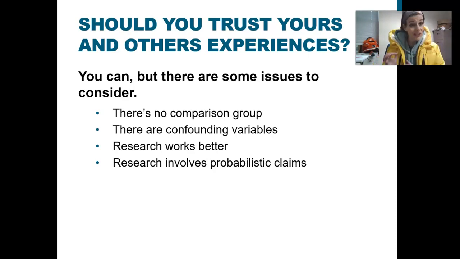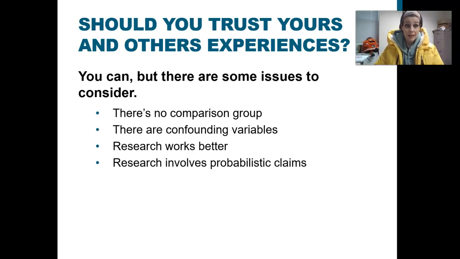Now, when we do research, particularly experiments, we are going to have a comparison group. We are going to try to exercise as much control as possible to get rid of confounding variables. But we can't do that with our experiences. And I'm going to argue that research tends to work better for these purposes. And because it has probabilistic claims, we don't talk about everybody, we talk about most people or some people. Because it involves probabilistic claims, it does make room for those exceptions.